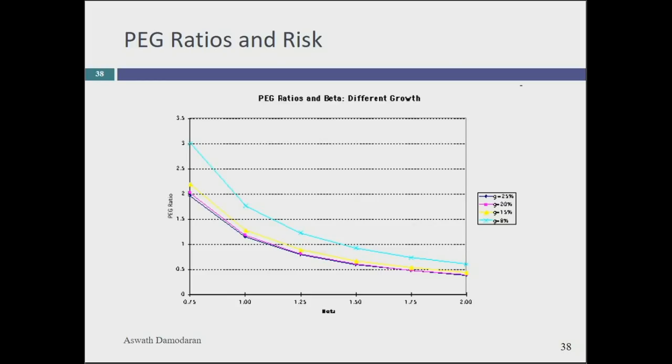So the next time you see an equity research report where an analyst is saying, this stock is cheap, it has a really low PEG ratio, what's the first question you need to ask? Is this stock riskier than the rest of the market? Is it riskier than the rest of the sector? Because if the answer is yes, he hasn't proved a thing. The PEG ratio should be lower.